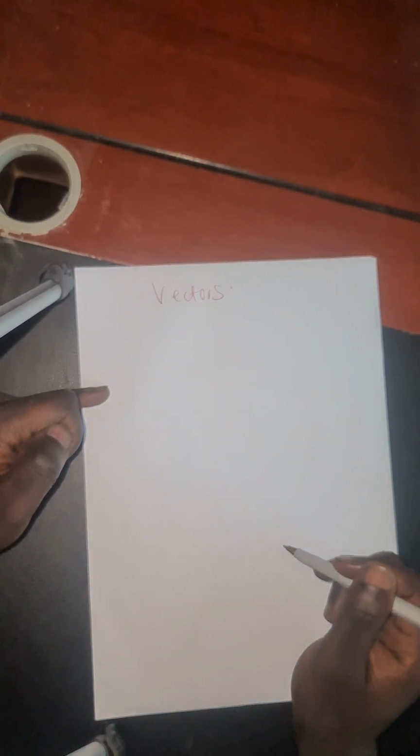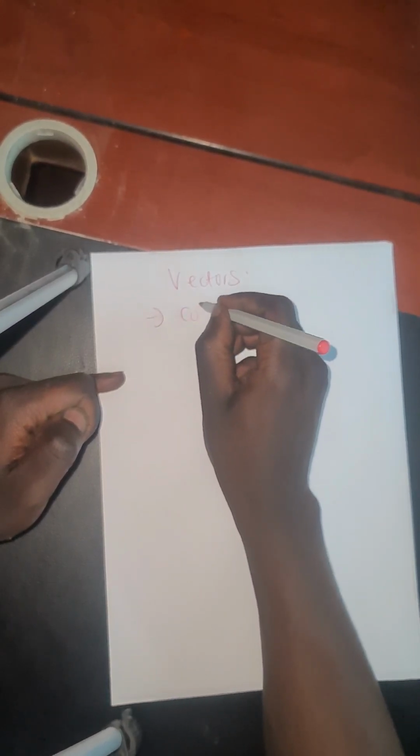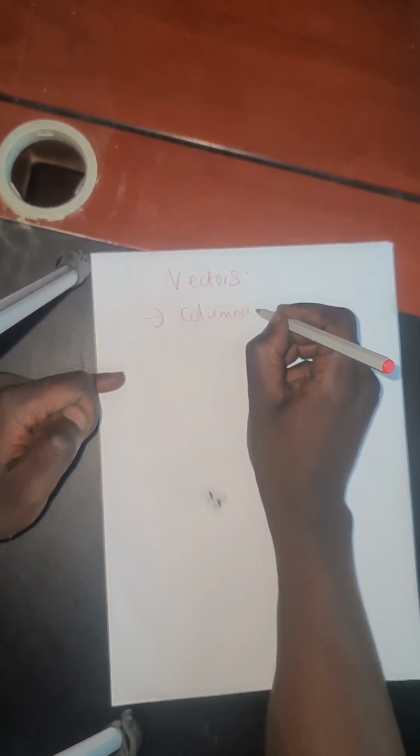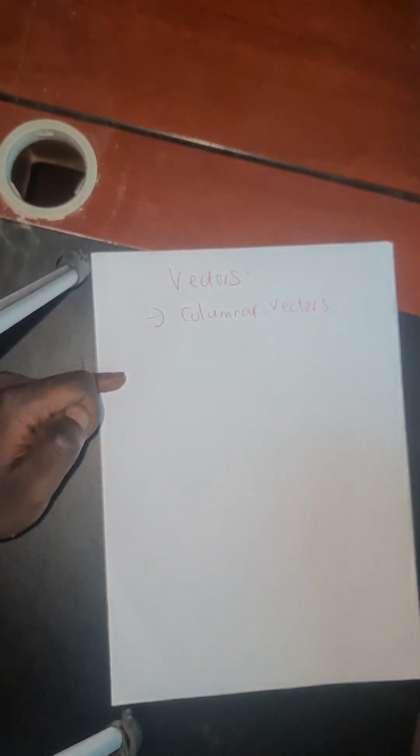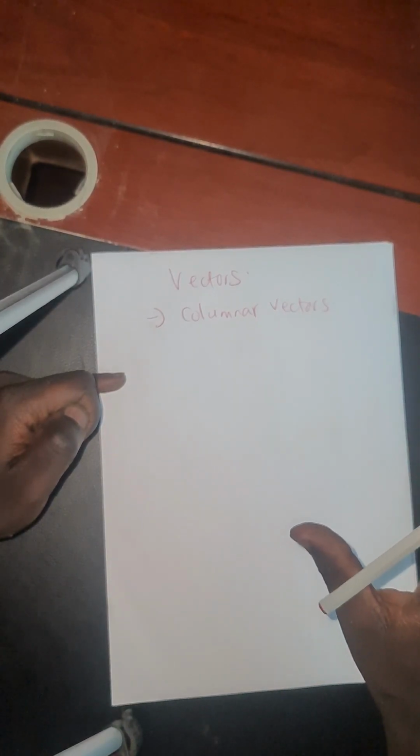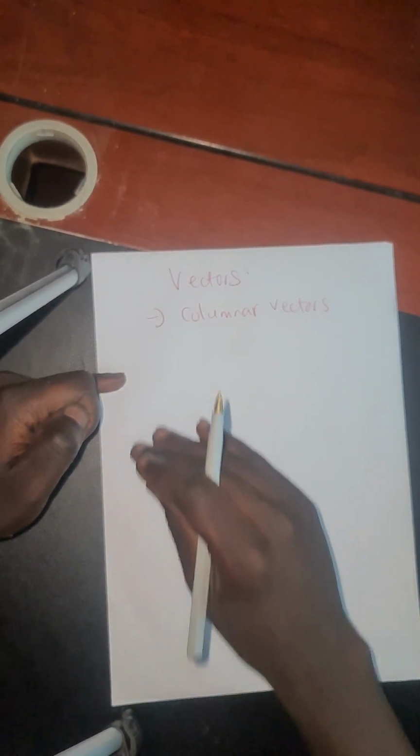So I'm going to be talking about vectors, the ones that we call columnar vectors, right? Okay, fine. I'm going to be leaving out the other part of the vectors, like the big ones, like the ones that we call Gaussian vectors. So I'm just going to be talking about these ones, right?